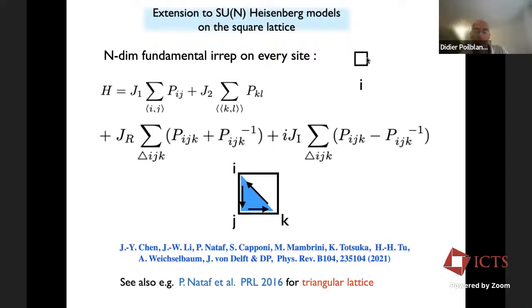That's this square box, for experts. Then I can readily generalize my Hamiltonian with the permutation on nearest neighbor sites or next nearest neighbor sites. Then I would have, for example, a real permutation on the triangles and an imaginary permutation term on all possible triangles of my square lattice, like shown here, i, j, k. This is the type of model we have investigated, similarly to what was done for the triangular lattice by Pierre Nataf and collaborators.